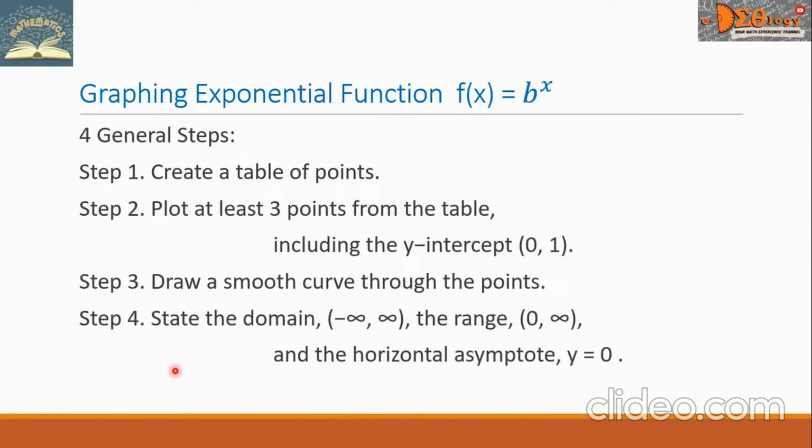Step 4. State the domain, that is, from negative infinity to positive infinity. The range, and the range is from 0 to infinity. And the horizontal asymptote. The equation of the line is y equals 0.